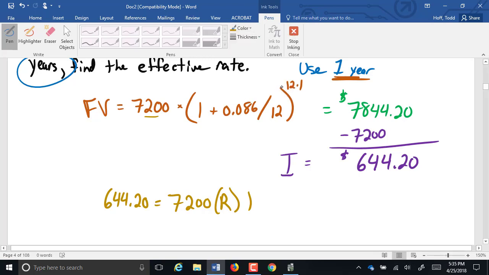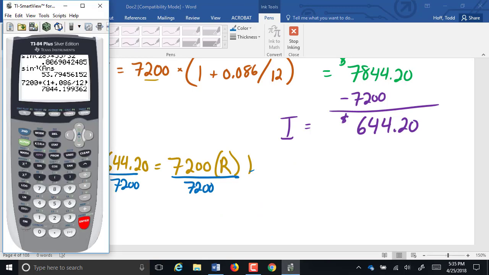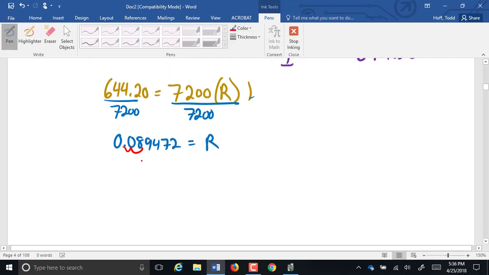Now again, I could go through the motions of combining 7,200 times 1, but it's just going to be 7,200. So I'm going to divide by 7,200 to solve for R. So 644.2 divided by 7,200 is 0.08942. We move that decimal point 2 spots to make it 8.9472.